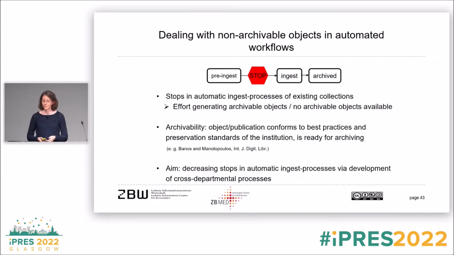So when I'm using the word archivability, we defined it as an object or a publication that conforms to the best practices and preservation standards of the institution, that is, it is ready for archiving. So the aim of our use cases and the paper was that we wanted to decrease the stops in automatic ingest processes via development of cross-departmental processes.